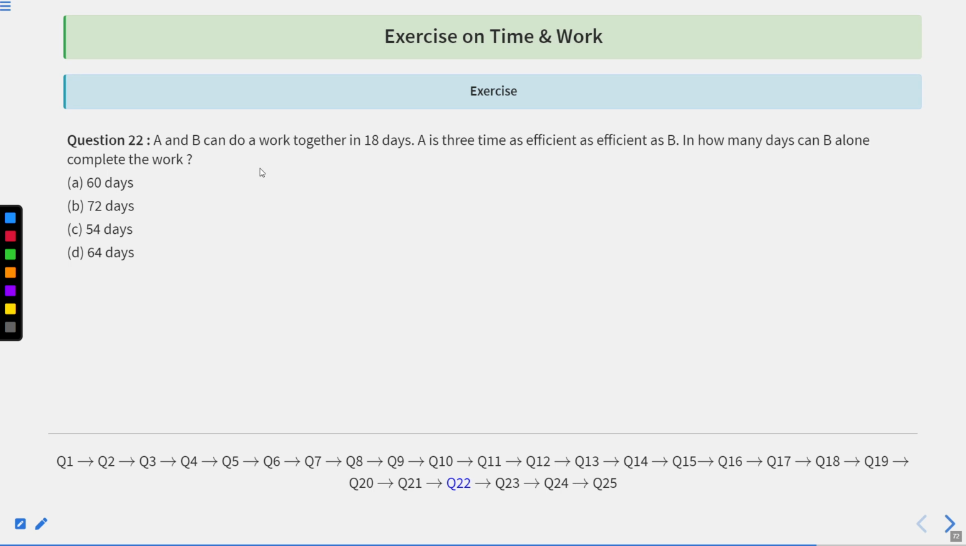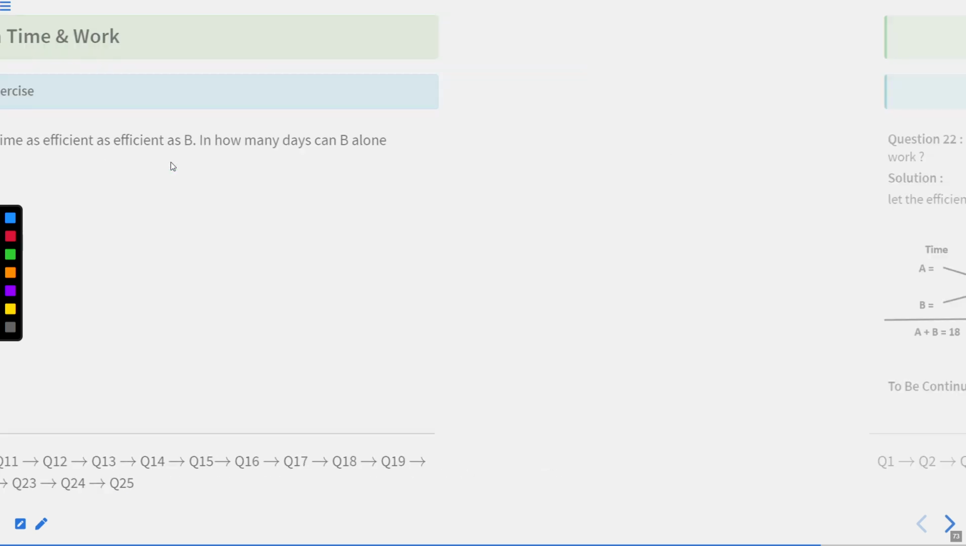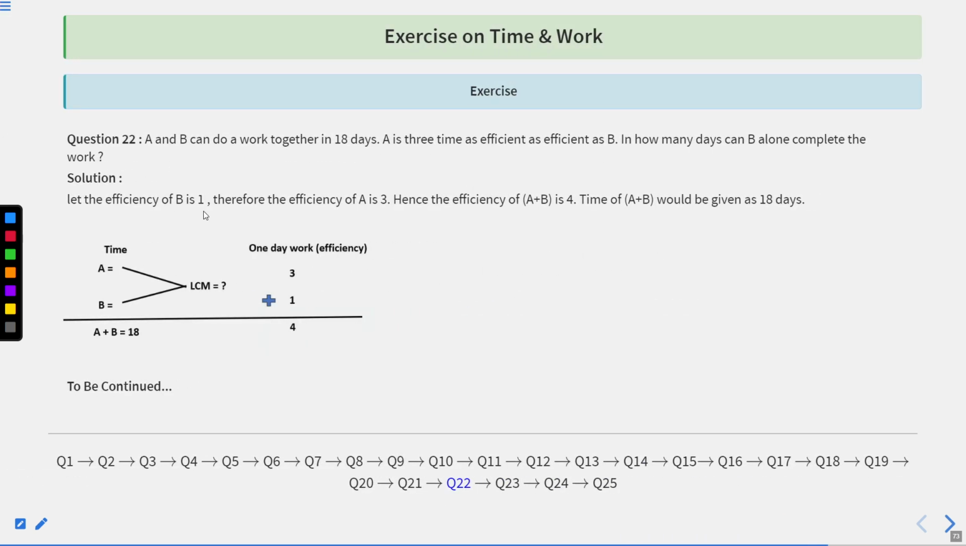Question number 22. A and B can do a work together in 18 days. A is 3 times as efficient as B. In how many days B alone complete the work? So let us suppose the efficiency of B is 1. Therefore, the efficiency of A is 3. Hence, the efficiency of A plus B is 4. And the time of A plus B would be 18 days.